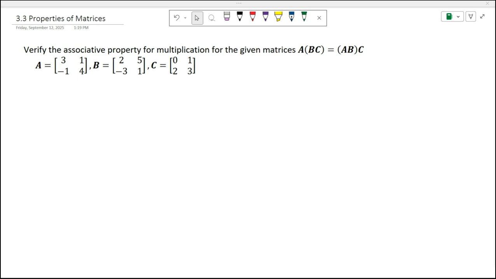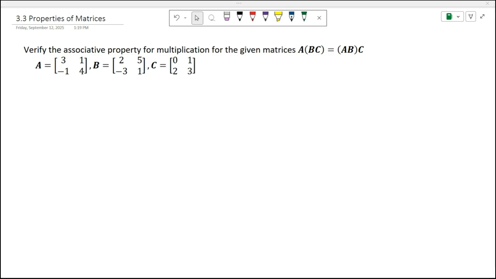Okay, so I have three matrices. Matrix A has rows 3, 1, and -1, 4. They're all 2 by 2 matrices. Matrix B has rows 2, 5, and -3, 1. And matrix C has 0, 1, and 2, 3.